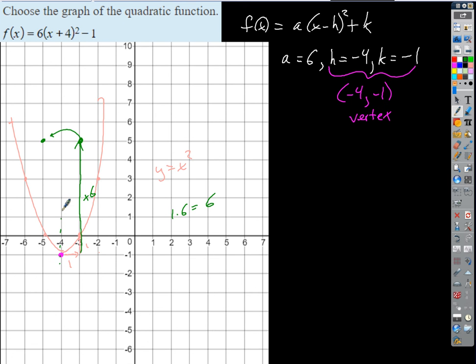There's my vertex. So there's the line of symmetry, and all I got to do then is just connect. And there's my parabola, right? That's the one we want. Okay, it's going to go through that point and that point and that point. That's really all we need. Okay? That allows us to pick the right one. Questions?